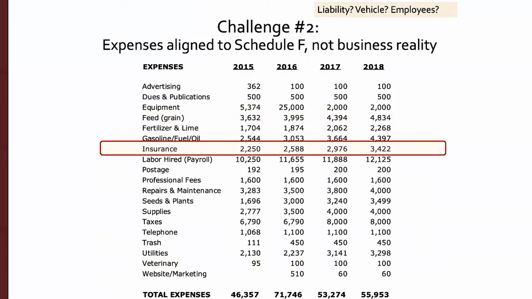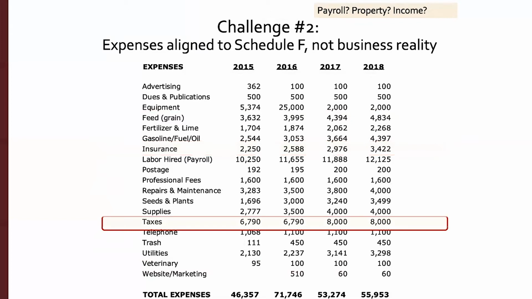Also, things are grouped together, not necessarily in meaningful ways. Insurance, is that liability insurance, which is general overhead, vehicle insurance, which is part of the cost of our equipment, or is it workers' comp or disability insurance, which is part of the cost of having employees? Very different types of expenses that we're going to analyze about our business very differently.